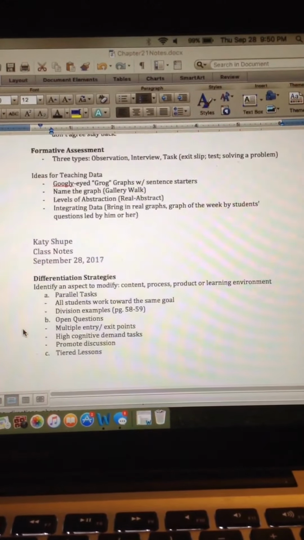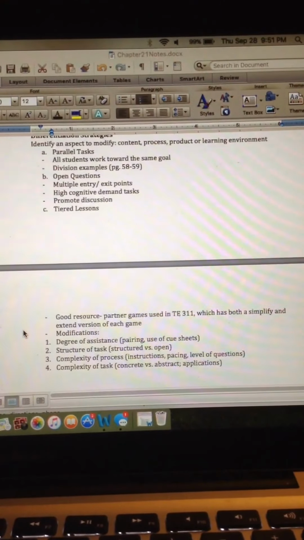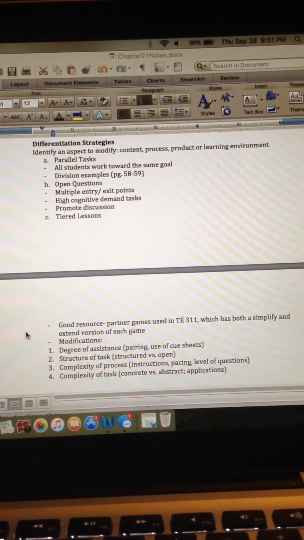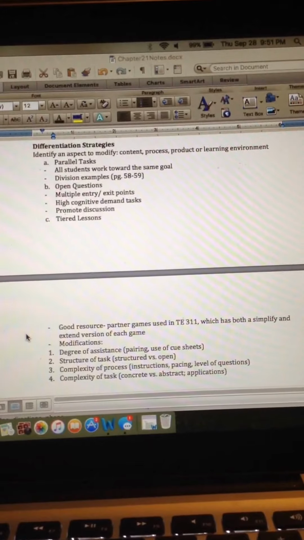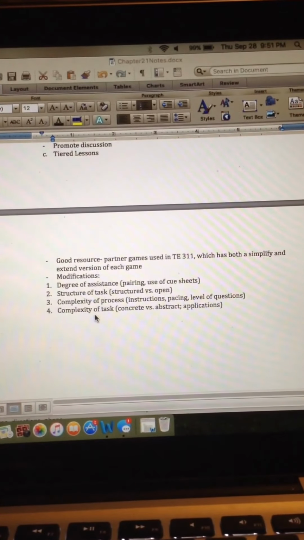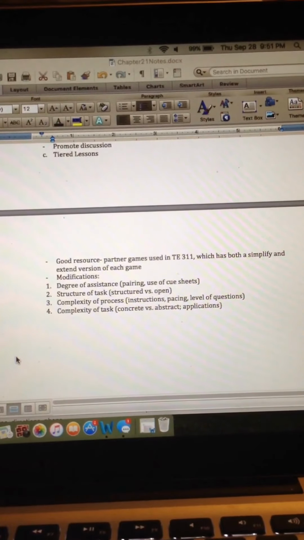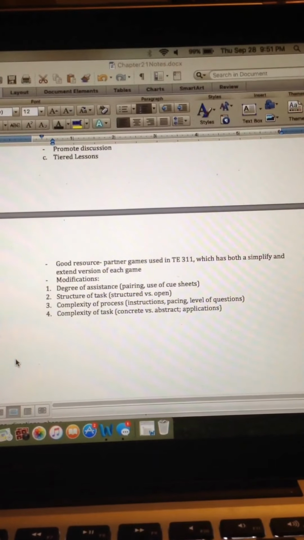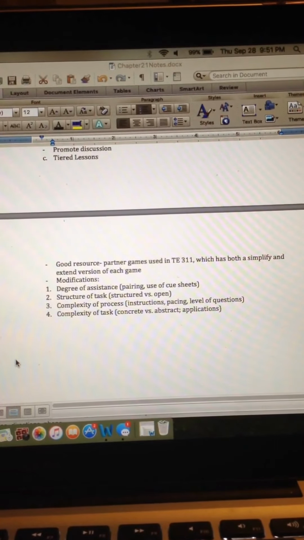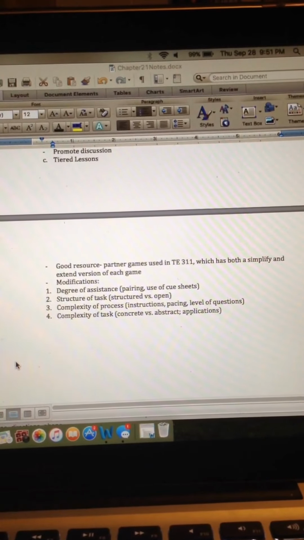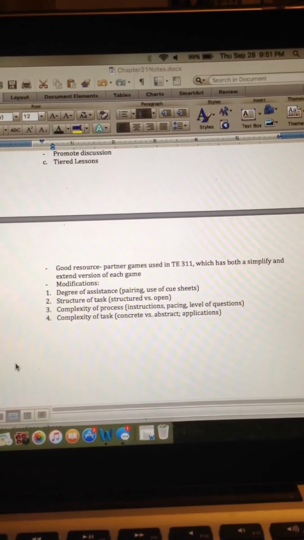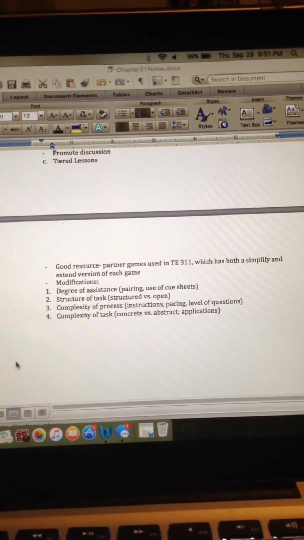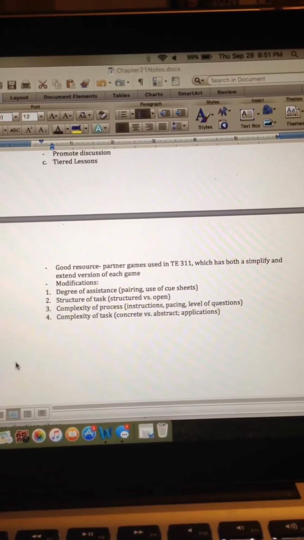Another thing that I learned is differentiation, and that's actually what we learned today in class. Some of the different ways are parallel tasks, open questions, and tiered lessons. I really like the tiered lesson part because it gave us these different types of modifications on the bottom right here that we can use. You can have different degrees of assistance, which is with pairing, and the structure of the task, it could be either structured or open. And then the complexity of the process is the different types of instructions, the pacing, and the level of questions, so either open-ended or closed. And then the complexity of the task is you can use concrete or abstract in your lessons, which I think is awesome.